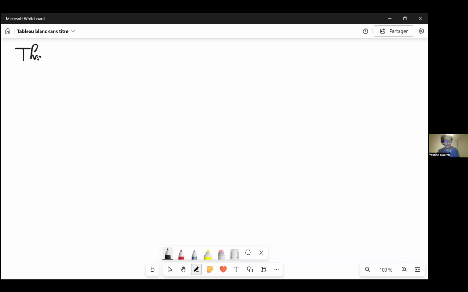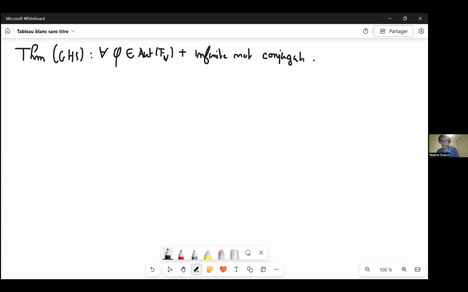So let me just recall our theorem. Automorphism, plus some additional property conditions, which is infinite and not a conjugacy class. Then there exists an action, the centralizer of phi preserves an F entry.